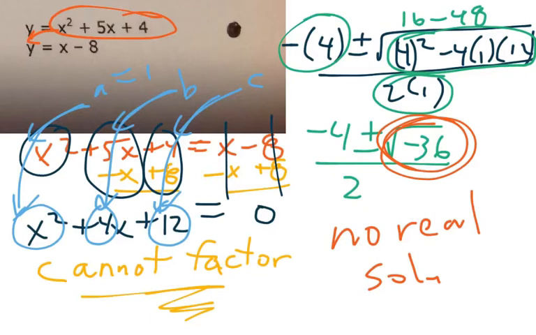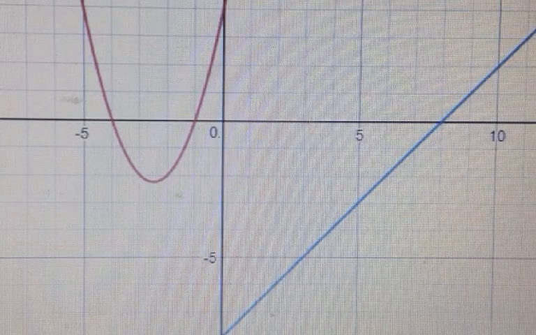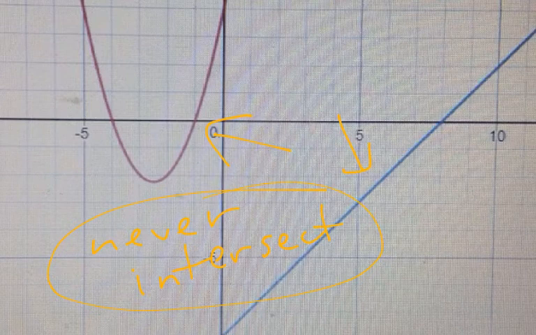Remember, square root of a negative is an i number, an imaginary number. We have no real solutions, right? So let's go to Desmos and see if it makes sense. If we look at our graph, what do you notice is wrong with this picture? We have the quadratic over there to the left. We have the line to the right. They never cross each other. They never intersect, as we say. If they never intersect, guys, there are no real solutions, right?